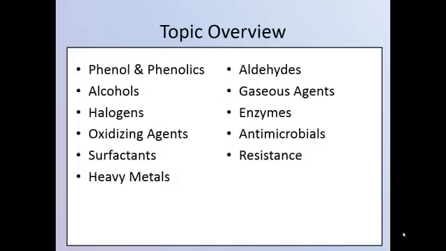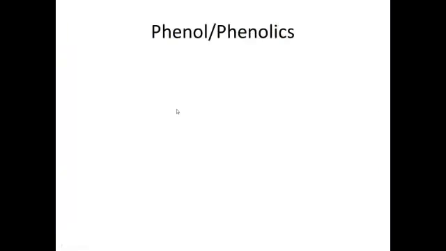So the topic overview is, we're going to discuss phenols and phenolics, alcohols, halogens, oxidizing agents, surfactants, heavy metals, aldehydes, gaseous agents, enzymes, antimicrobials, and we'll end the topic with discussions about resistance. Now on to the different active ingredients.